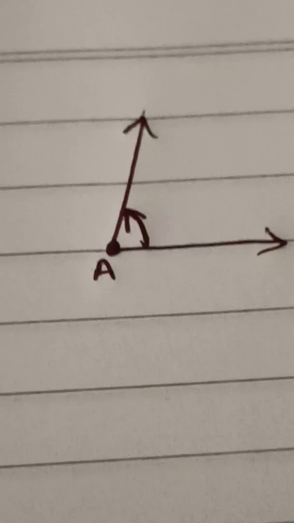First of all, if we see any angle, this is your angle. If you see this angle carefully, you will find one point and two lines which are connected with this point. So first of all, we'll learn what is meant by point and what those lines are trying to tell us.